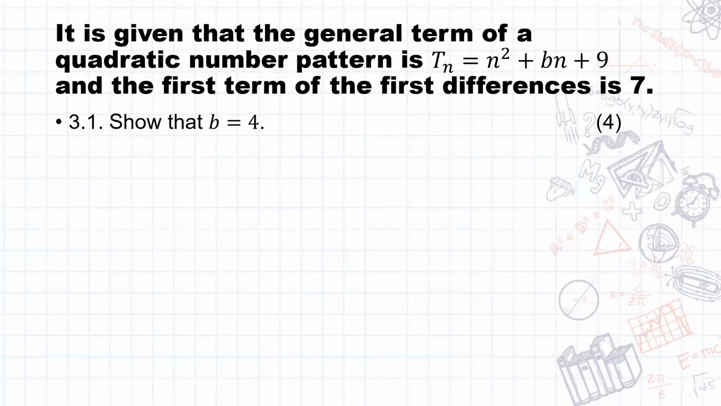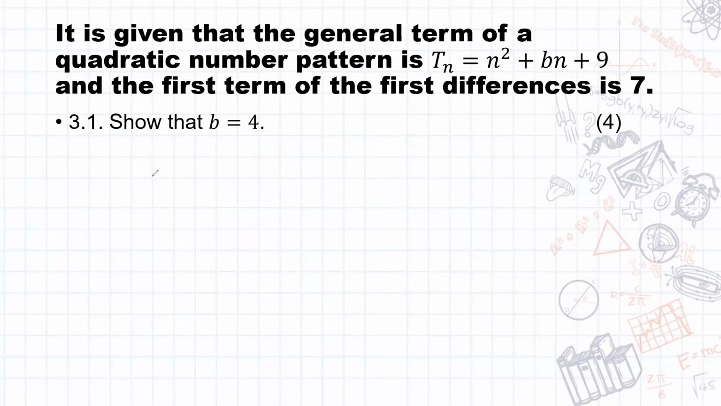Question 3 says, it is given that the general term of a quadratic number pattern is Tn is equal to n squared plus bn plus 9. So we even knew most of it. And the first term of the first differences is 7. So show that b is equal to 4. Now that's quite an interesting question setup, and it feels like maybe there's not quite enough information.